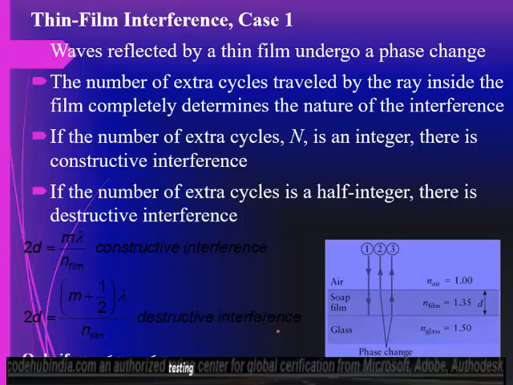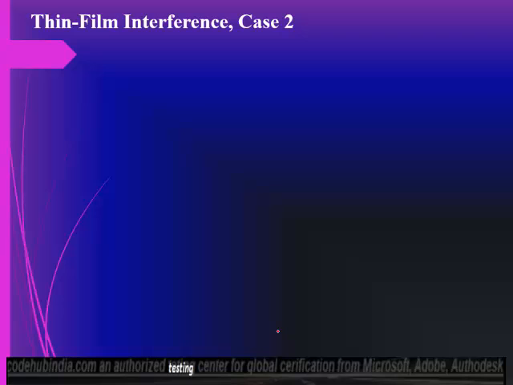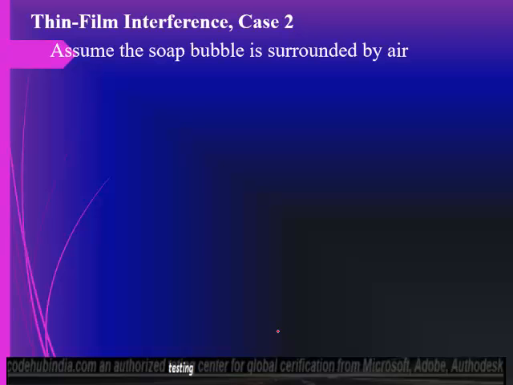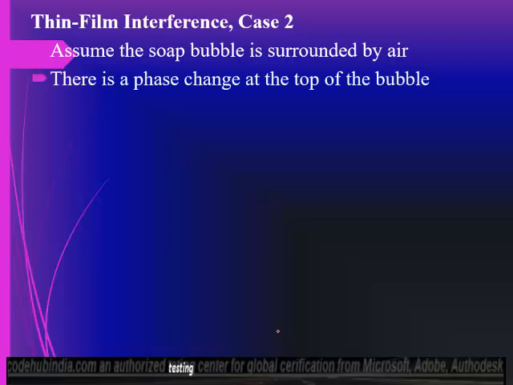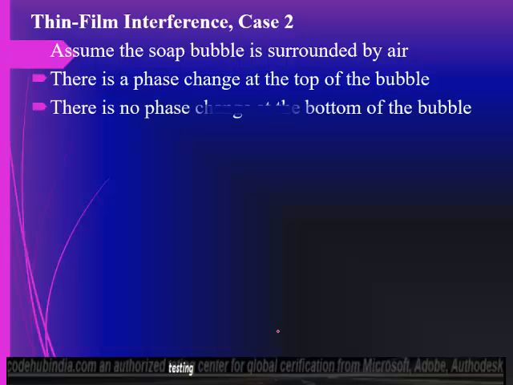There is a phase change only if the index in here is less than the index of the substance below. For example 1, 1.35, 1.5. So the thin film interface is case 1. Case 2: assume the soap bubble is surrounded by air. There is a phase change at the top of the bubble. There is no phase change at the bottom of the bubble.